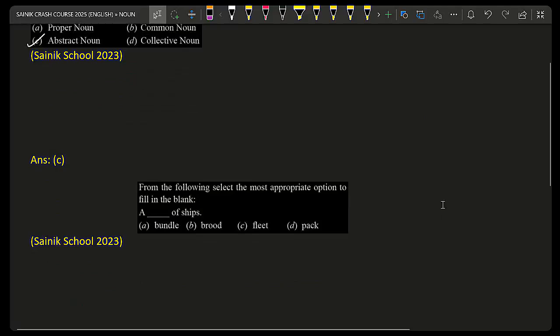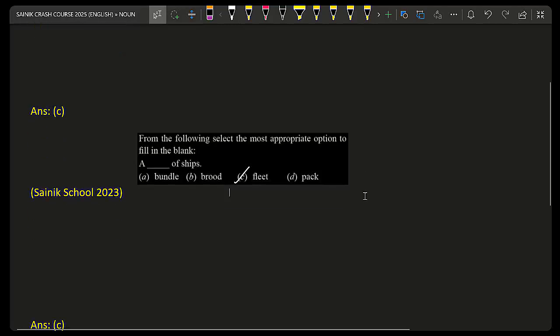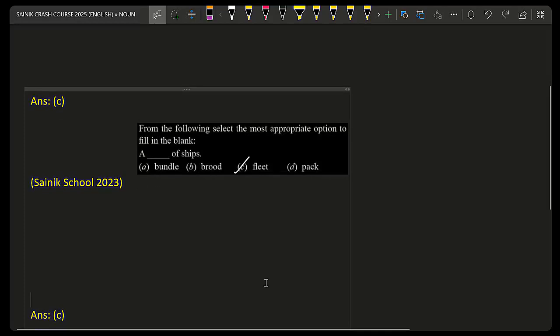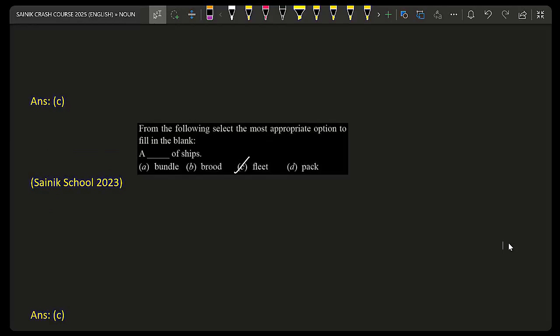Let me ask Jashvi. Jashvi, can you answer this question? Yes, sir. A group of ships, what do you call it? Fleet. Yes, fleet is the correct answer. All of you copy this question along with the options. Okay, good. Copy this, all of you. I hope this is copied and we go to the next question.